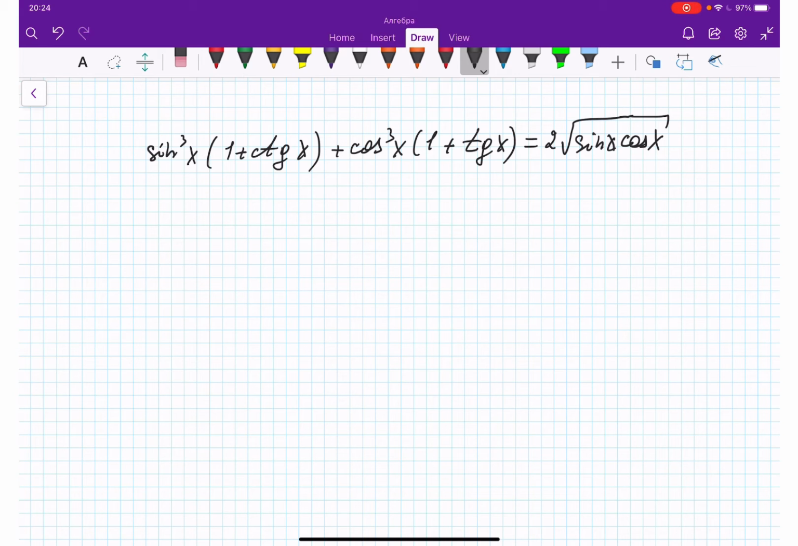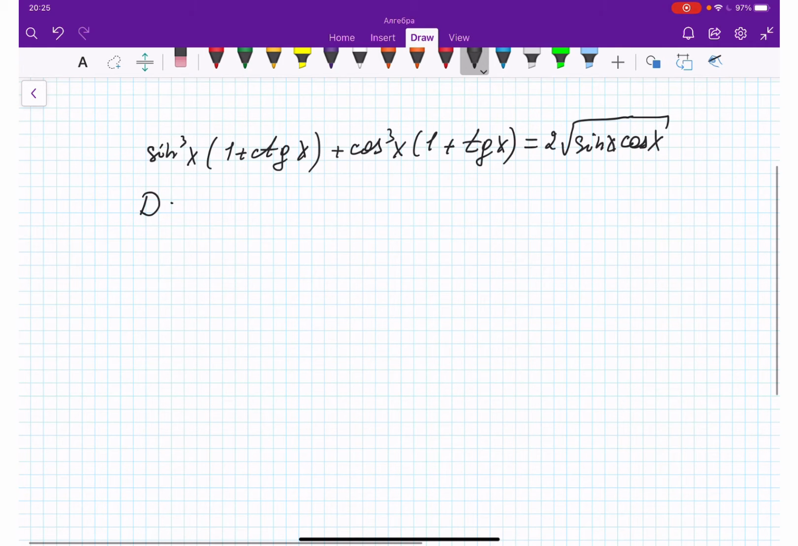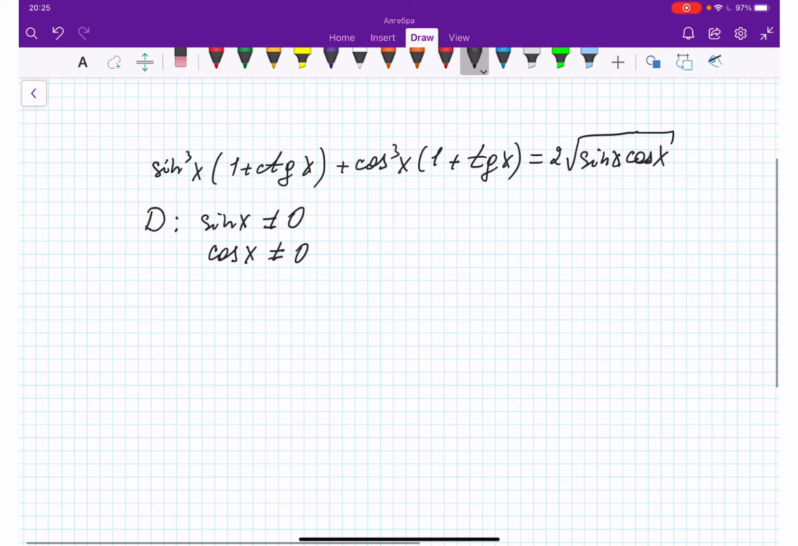So first of all, let's find the domain. The domain is that sine x cannot be equal to 0, cosine x cannot be equal to 0, and the product sine x times cosine x also has to be greater than 0.